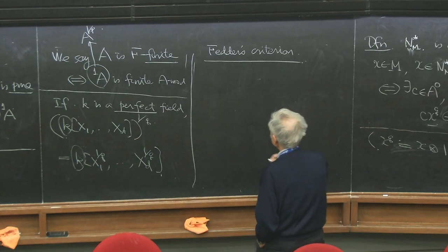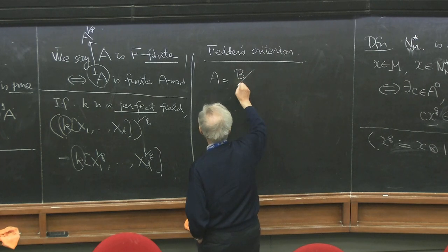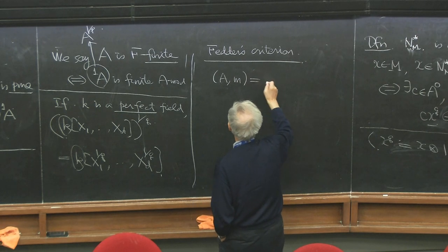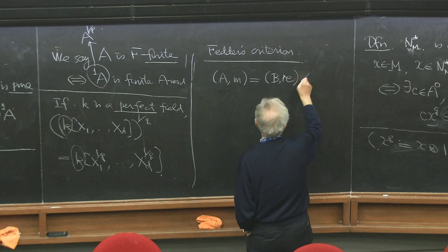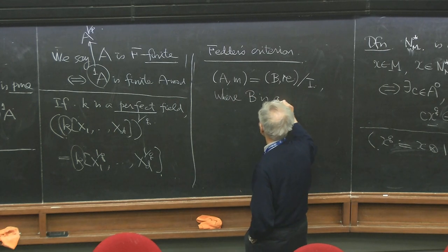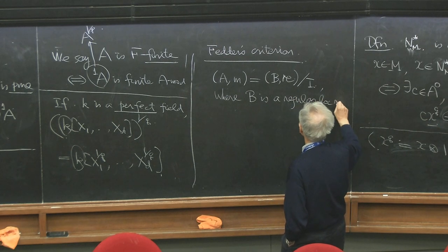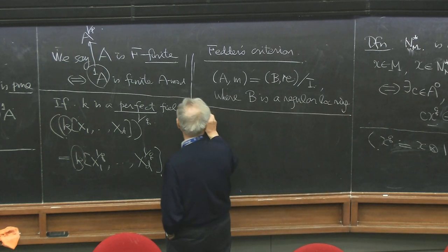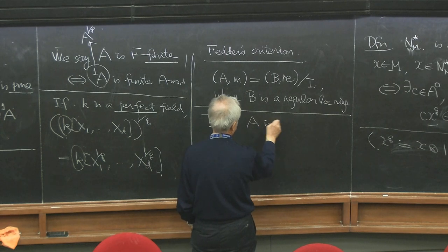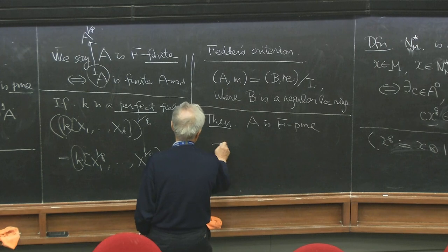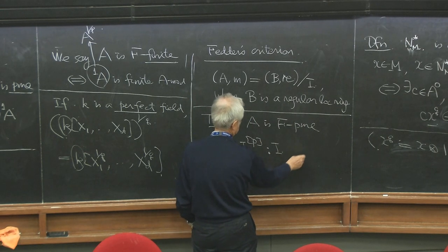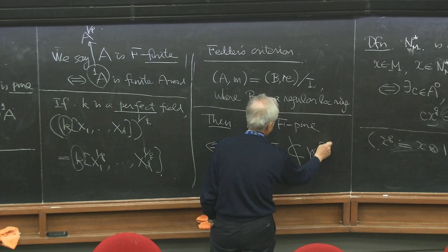So assume that A is a regular local ring with maximal ideal. Then A is F pure if and only if I bracket P colon I is not included in the maximal ideal bracket P.